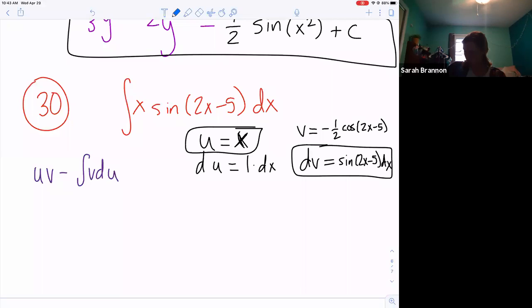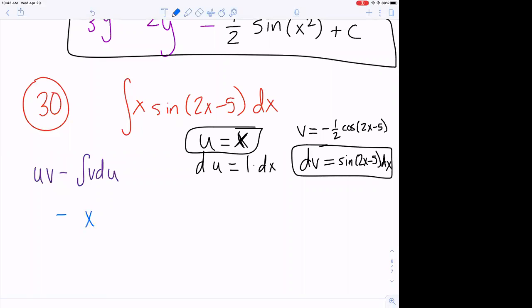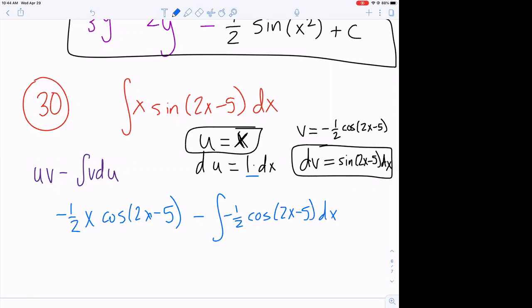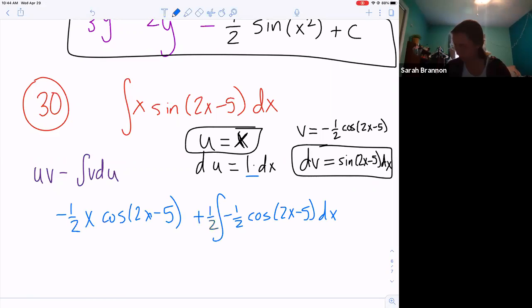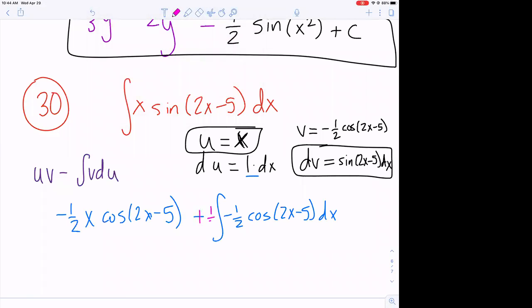So uv would be x, I'm going to put the -1/2 out front, x cosine 2x minus 5, and then you're going to have minus the integral of v du, but this is just a 1, so that's really nice. So cosine 2x minus 5 dx, I'm going to pull out the -1/2 and make that a plus. Actually, maybe I should do that in a different color so people know that I did it if they watch this. So plus 1/2, and get rid of that.